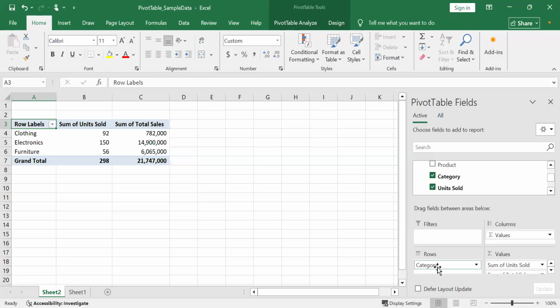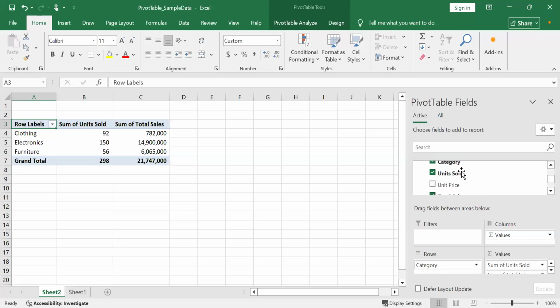Was it south or west? I think it's south. No, west. I can't remember. So which one is it? Who's going for south? Who's going for west? No, the south had the sum of units sold more, but they had lesser sum total sales.